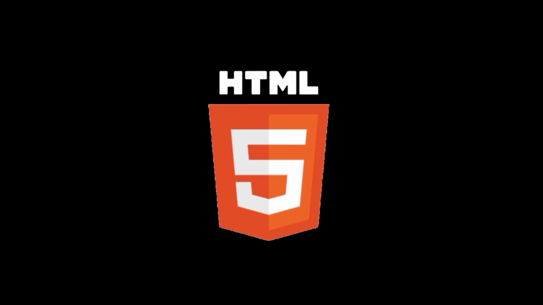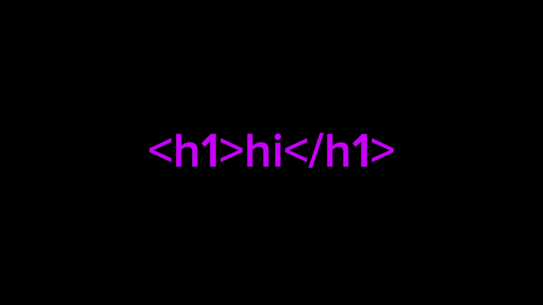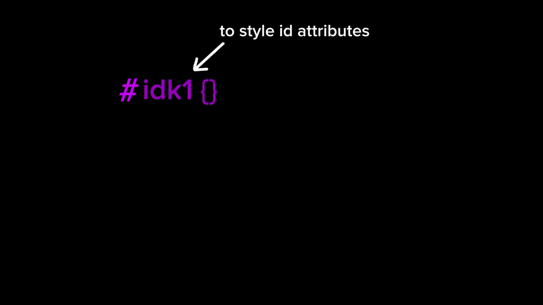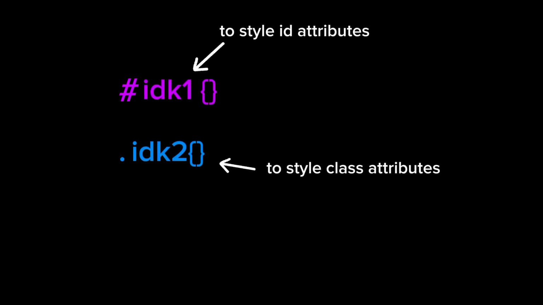Okay, so to style HTML elements, like an h1 tag or an element with a specific class or ID, you can add the name of the element following with a curly bracket and a closing curly bracket. For class and ID attributes, you can add a hash following with the ID name and a dot following the class name.